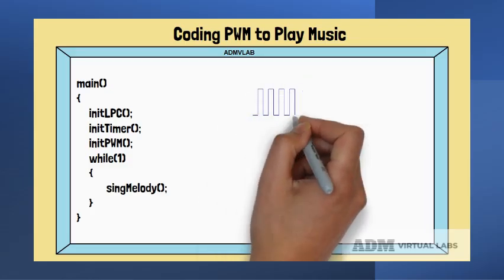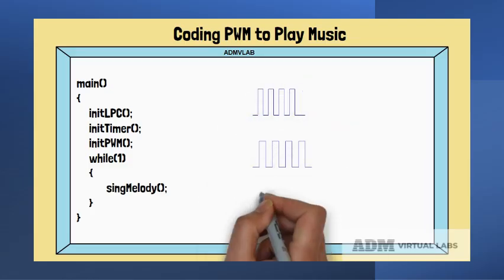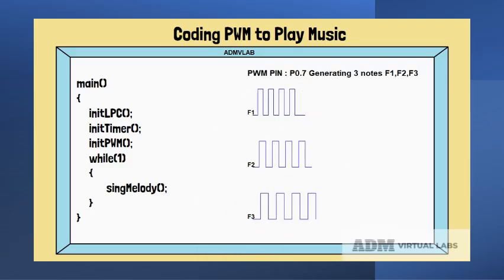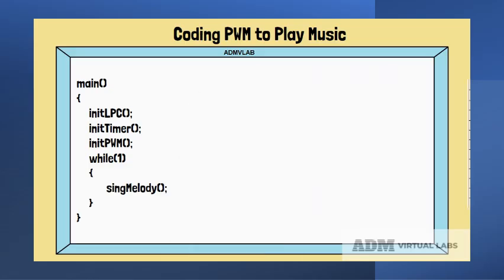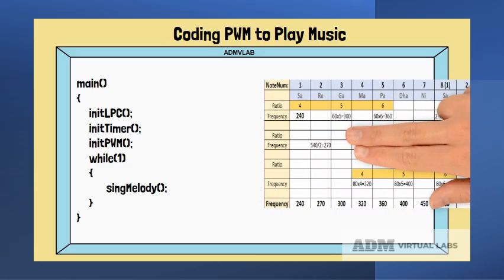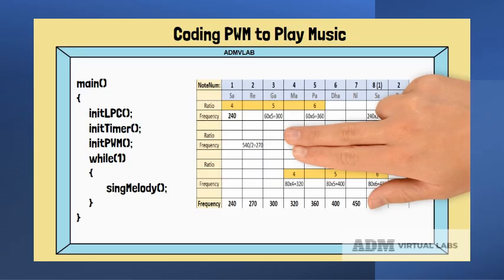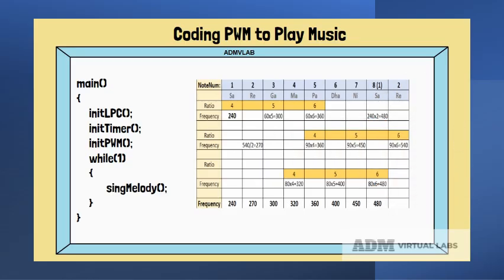In the third function call, we initialize the PWM block. We use the PWM block to generate various musical notes of varying frequency on pin P0.7. We then enter an unending loop, wherein we play music, which is combination of multiple notes of varying duration. It is important in music that notes are played in time and rhythm.